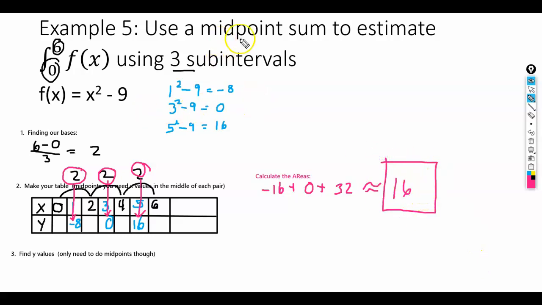So let's review. How do you do a midpoint sum to estimate an integral whenever they give you an equation? You need to find your bases by using however many rectangles they want, using this formula. You're going to set up your table going by those distances. But we do want to include the midpoints in our table as well, because those are the y values that we actually need to include to find our heights, which is step 3. Once you have your bases and your heights, you're ready to find your areas, and you're good to go.